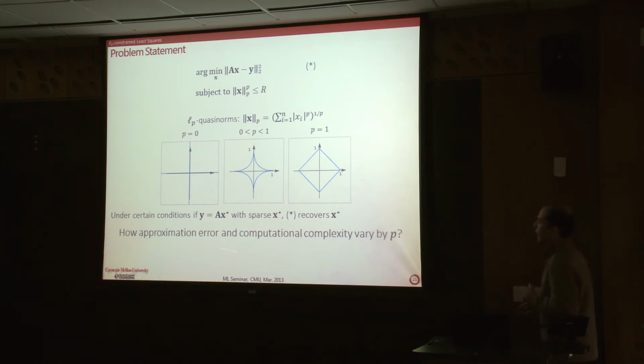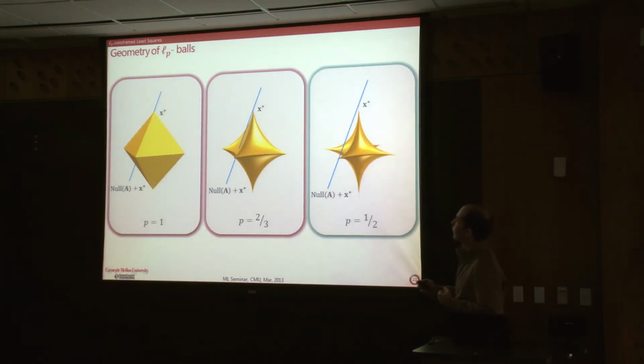Ideally, we want to say how the approximation error of this algorithm that we propose to solve or approximate this, and the computational complexity, vary by p. To see that, first we have to see the geometry of the LP balls. So we have here 3 LP balls for p equal to 1, 2/3, and 1/2.